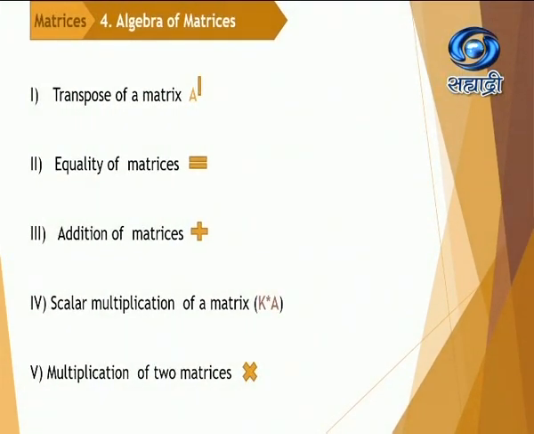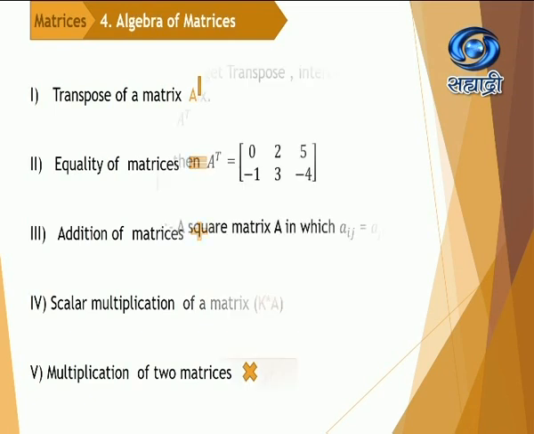Then we have algebra of matrices. We need algebra of matrices while solving the equations or examples of matrices. There are 5 things. One is transpose of a matrix, then equality of matrices, addition of matrices, scalar multiplication of a matrix, and last, which is again an important point, multiplication of 2 matrices.